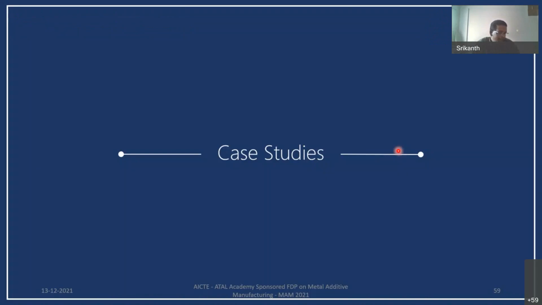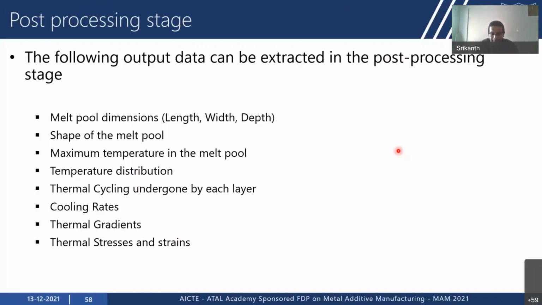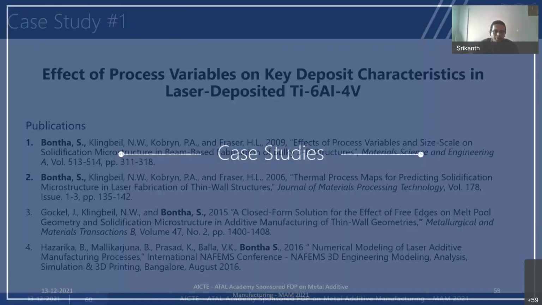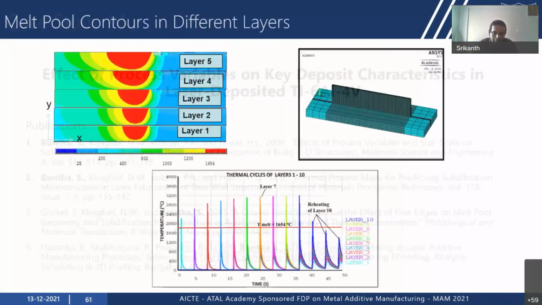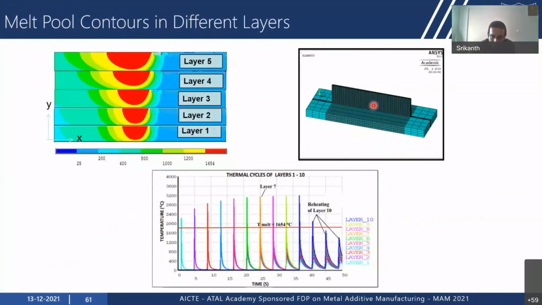So I'm going to present some case studies that will show how numerical modeling has been used to understand the effect of process parameters on the quality of the deposit in metal AM. The first case study pertains to the effect of process variables on key deposit characteristics in LDED deposit I64. So what we have done is, this is a thin wall geometry that was fabricated. I'm going to show the thin wall geometry in the next slide, that was fabricated using the LDED process.